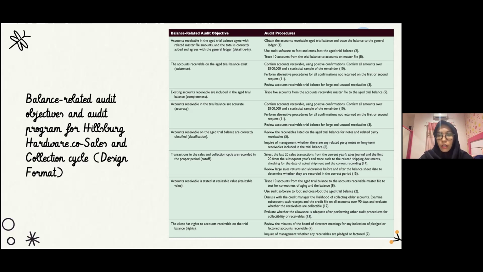And for the rights objective, the client has rights to accounts receivable on the trial balance. The procedure is we review the minutes of the board of directors meeting for any indication of pledged or factored accounts receivable. And then we inquire of management whether any receivables are pledged or factored.